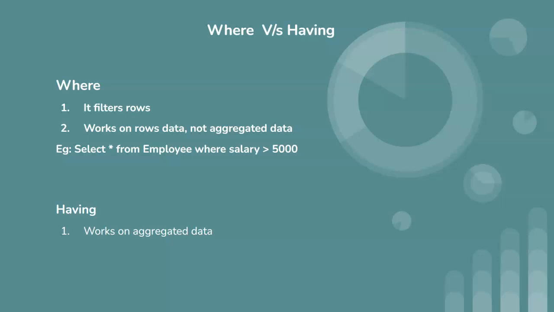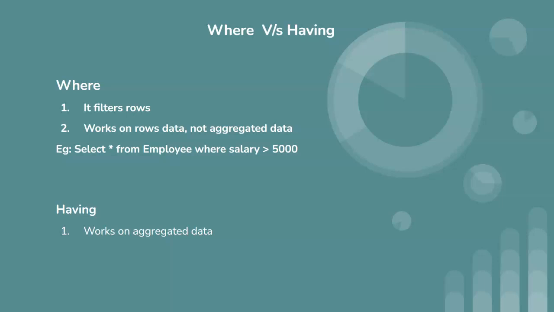So what is where? Where is used to filter the data. It works on the rows and not on the aggregated data. So the basic use of the where clause is to give you the list of the records based on the condition. As you can see from the example, select star from employee where salary is greater than 5,000. So it will give us the list of employees whose salary is greater than 5,000.